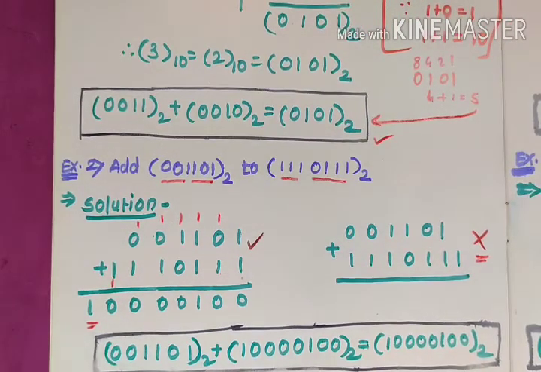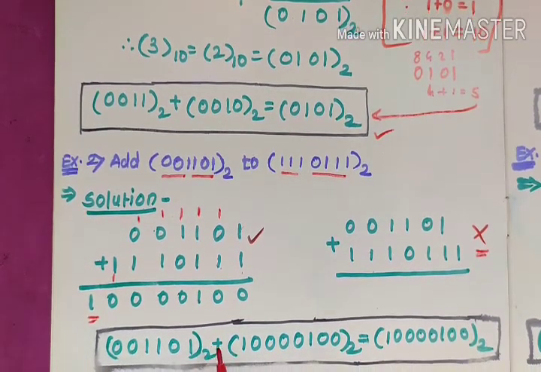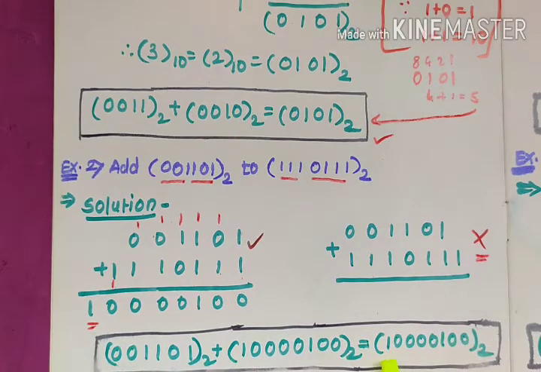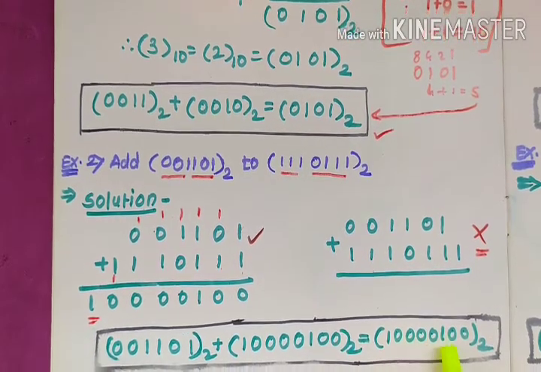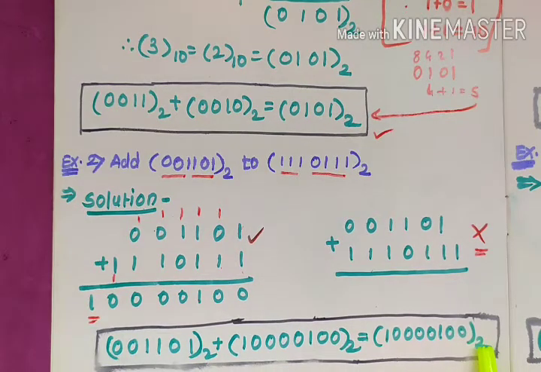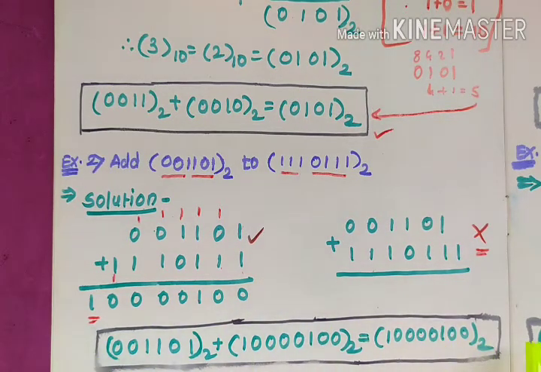We can write the final answer here: 001101 binary plus 100000100 binary equal to 10000100 binary. Now students, how do we check whether this answer is correct or not?